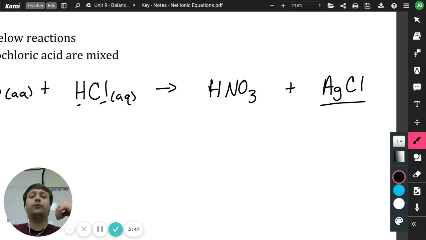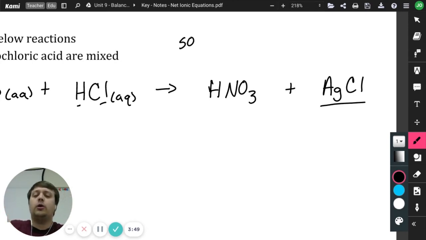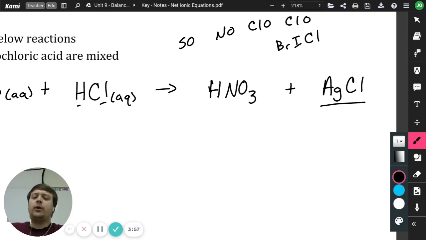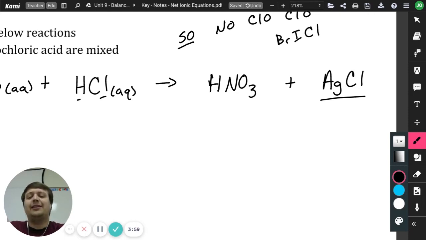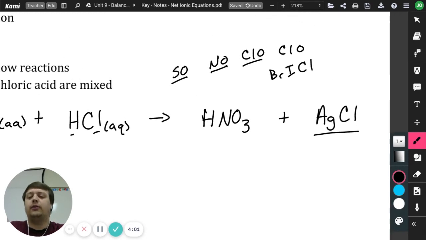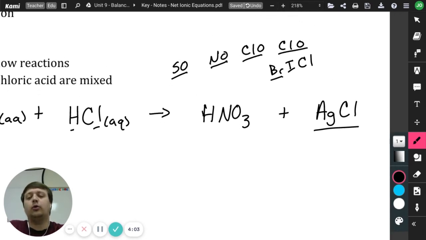Okay, so I need to know if this is a strong acid. What I told y'all for your strong acids is so, no, clo, brickle. Br, and then I, and then Cl. Okay, so I have sulfate, nitrate, chlorate, perchlorate, bromide, iodide, chloride. So do I have hydrogen with any of those 7 things? Well, yes, I do. I have nitrate there. And so since that is there, we know that that is a strong acid.